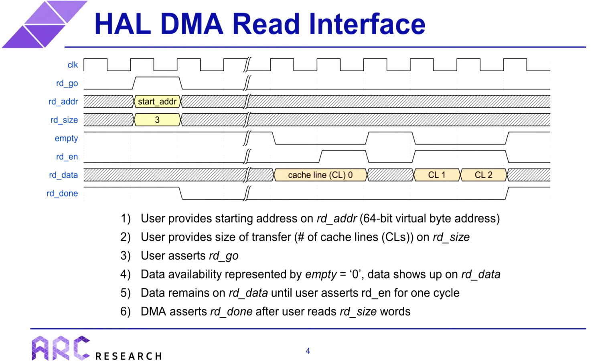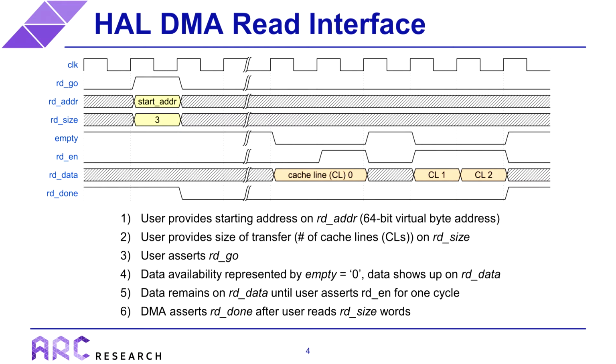You then specify the size of the transfer on the read size signal, and that size is specified in terms of number of cache lines. So in this example here, we'll be reading 3 cache lines starting at start address. And then you assert the read go signal for 1 cycle, and that starts the DMA transfer.